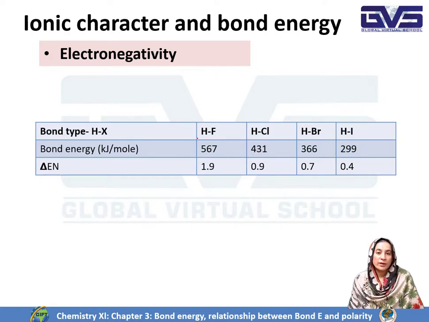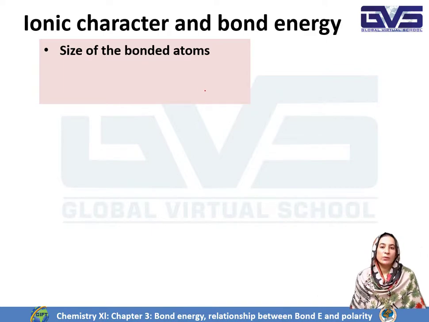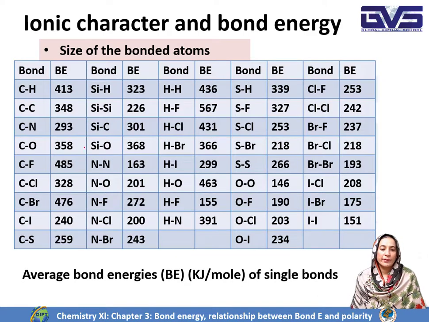So basically one criterion is the difference of electronegativity. Hopefully this will be clear for you. The greater the electronegativity difference, the greater the bond energy, and the lesser the electronegativity difference between two bonded atoms, the more the bond energy reduces. And how does it depend upon the size of the bonded atoms, the bond length and bond order? I have a table for you.